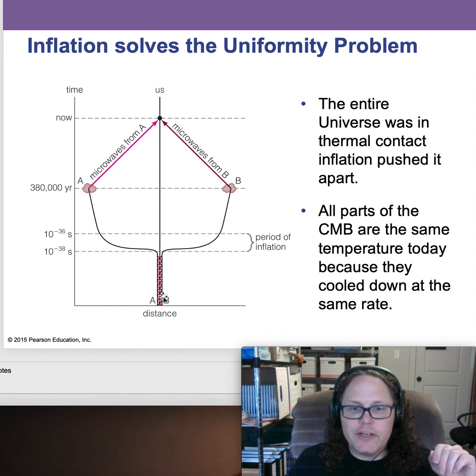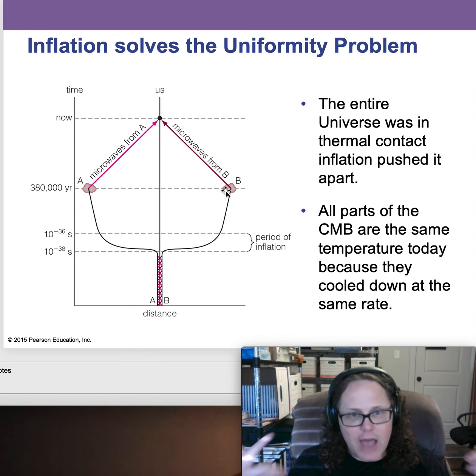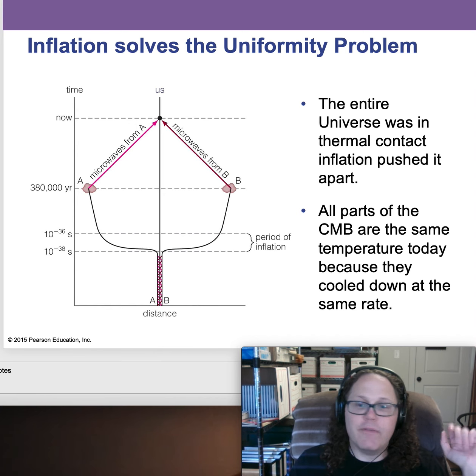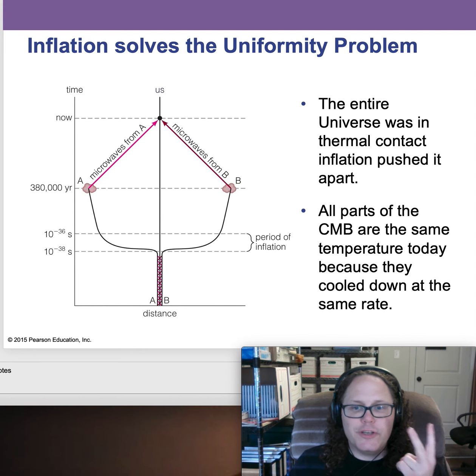So before inflation, the whole universe is the same temperature. After inflation, because they were before, they still are, and they're cooling down together, even though they're not in contact with each other. Well, that's two mysteries solved by inflation.